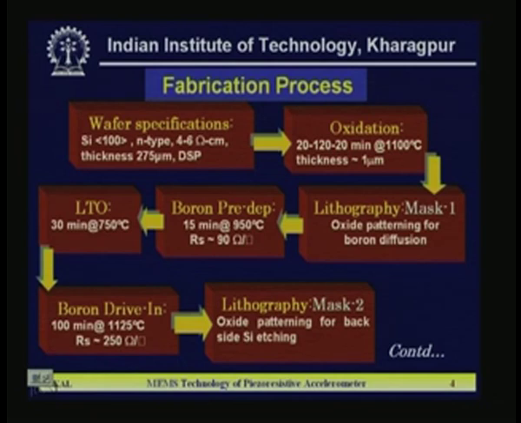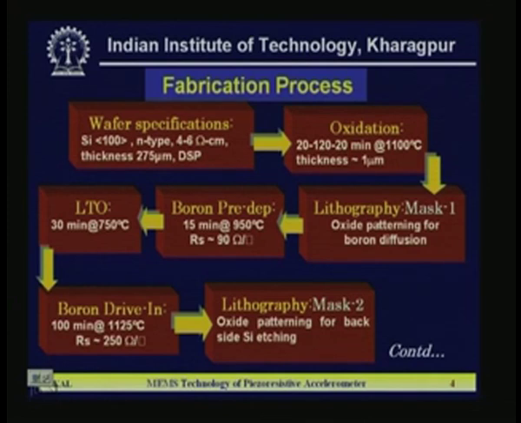Okay, that is basically the oxidation and annealing together, and because of that the impurity which has been inserted by boron pre-deposition will redistribute, and it will further go along the depth of the silicon, and junction depth will be decided by the boron drive-in process mainly. And after drive-in is completed, the expected sheet resistance is 250 ohm per square.